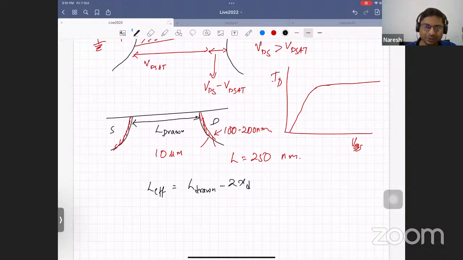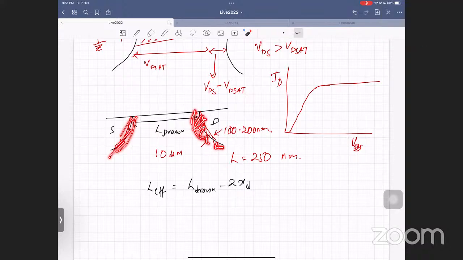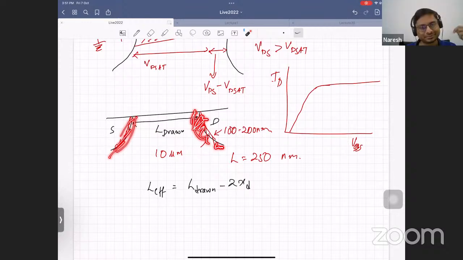Now if you have a short channel MOSFET, you can think of it like this: you have this part of the channel, which is already depleted. You don't have to apply additional gate voltage to deplete part of it. So what should be the threshold voltage now? Slightly lower. As you go to smaller and smaller dimensions, short channel effect, the threshold voltage reduces.